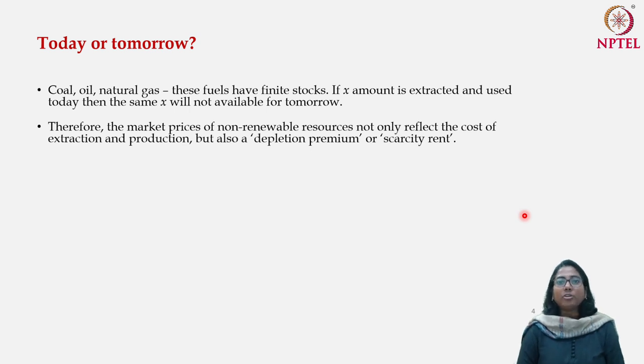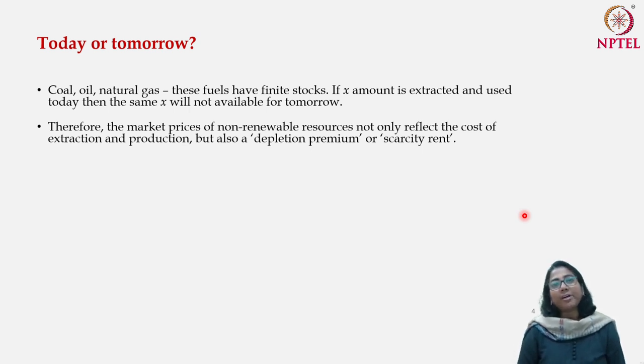The market prices of these non-renewable resources, other than reflecting the cost of exploration and production, also reflect something called a depletion premium or a scarcity rent. Now let us spend a couple of minutes to understand what is depletion premium or scarcity rent. There is a finite stock of these resources. If I use it today, it will not be available for tomorrow. So I am using it today at the cost of tomorrow. Or if I postpone my consumption, I am using it tomorrow at the cost of today. So there is a trade-off between today and tomorrow, and this leads to a concept called the depletion premium or scarcity rent.